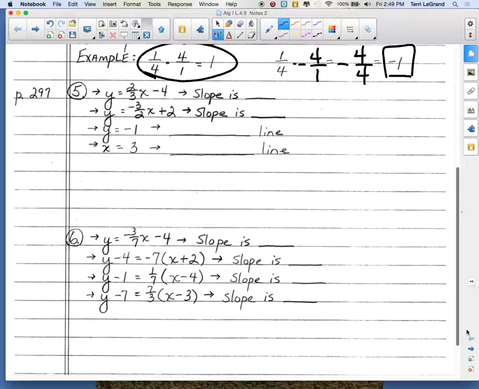Let's just talk about these first 2. Are they in a form where we can just pick the slope out right now? Yeah. The first one's in slope-intercept form, y equals mx plus b form, so it's easy to pull out the m. The second one is in what kind of form? Slope-intercept form. It's going to be easy to pick out the m, -3/2.